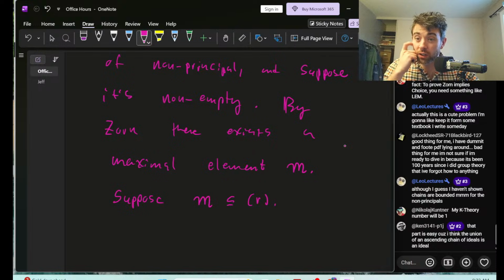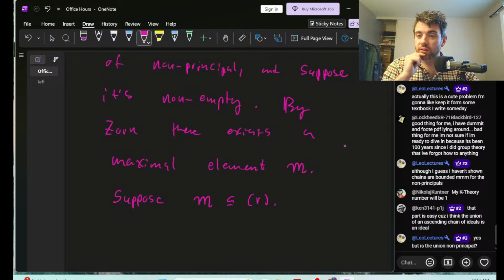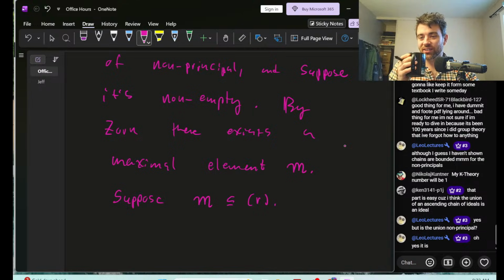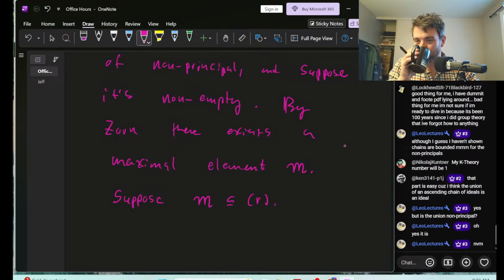Except this fun fact, to prove Zorn implies choice, you need something like LEM. Really? Really? That's interesting. You need LEM to show Zorn implies choice. That is cool. That is really doubling down on the non-constructive things.